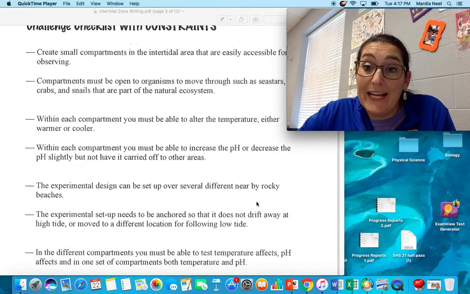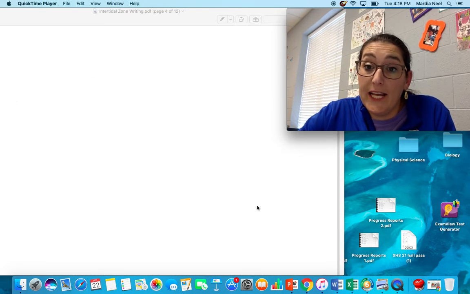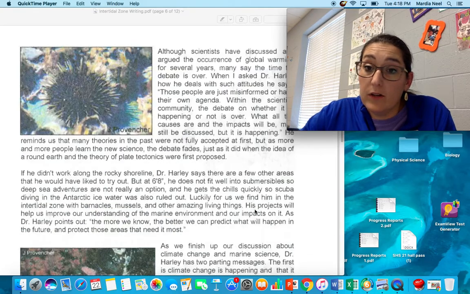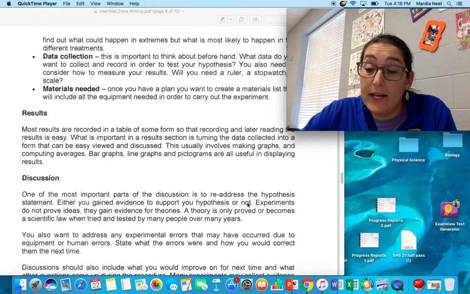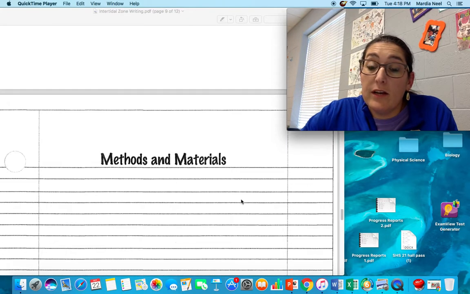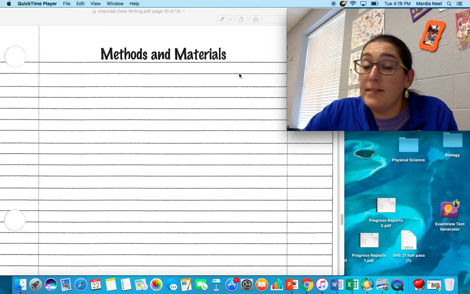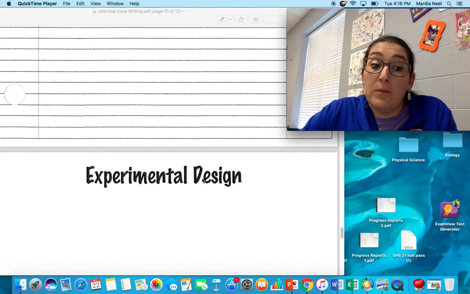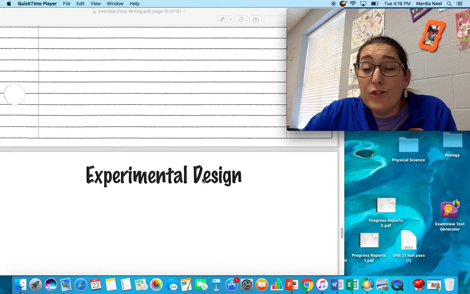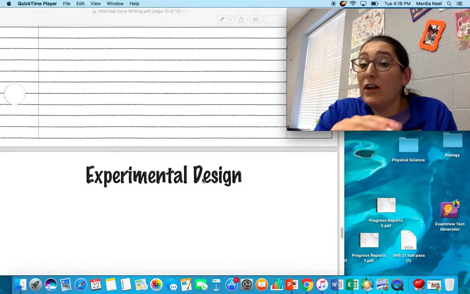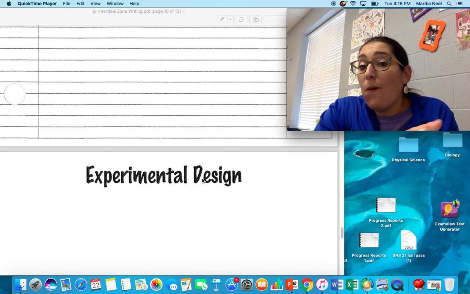I gave you an entire page to type it out on or to write it out on. It should take up that entire page. So it should go top to bottom, the entire page, methods and materials. It should take up this whole page. In fact, if you do it right, you probably won't be able to fit all of it on this page.